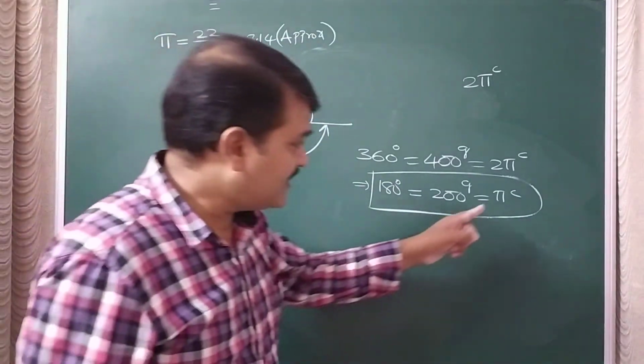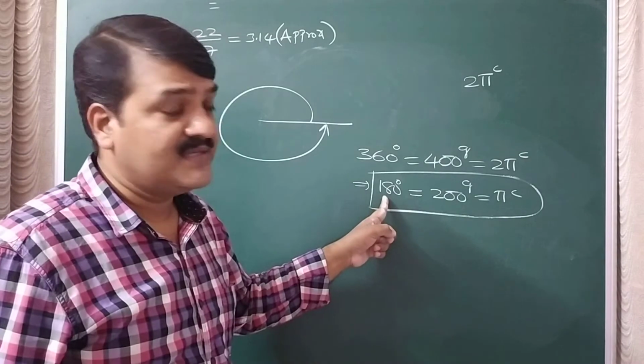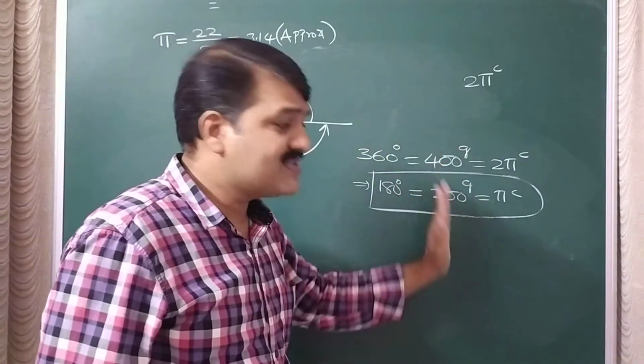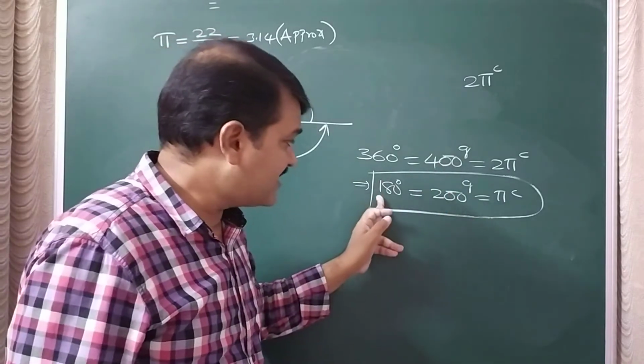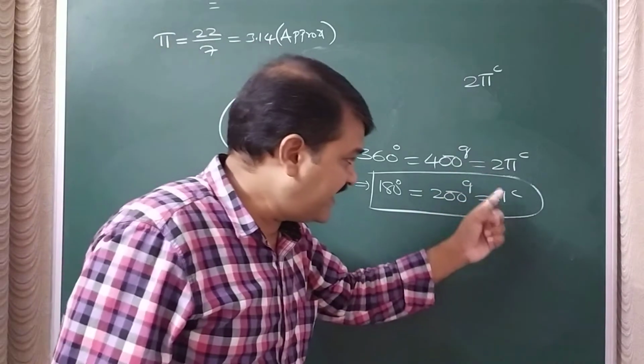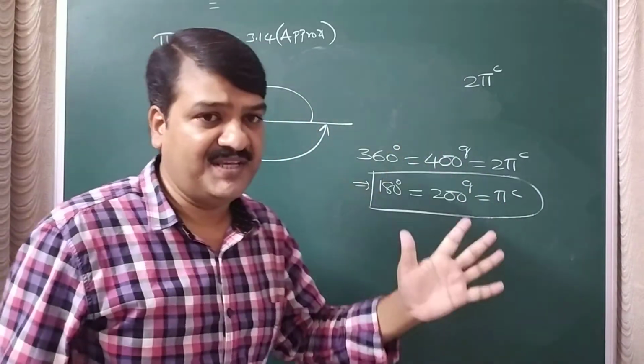Pi radians is going to be 180 degrees. That is going to be 200 grades. But generally we won't discuss grade measure. We will only discuss degree and radian measure generally. So pi radians is the same as 180 degrees.